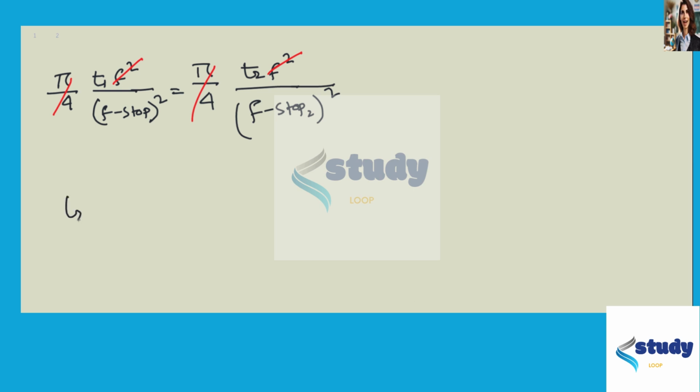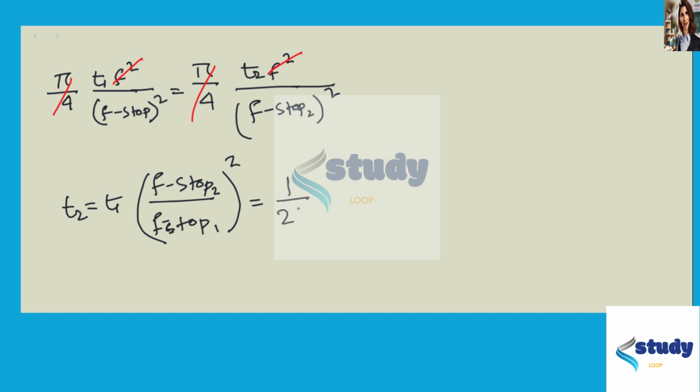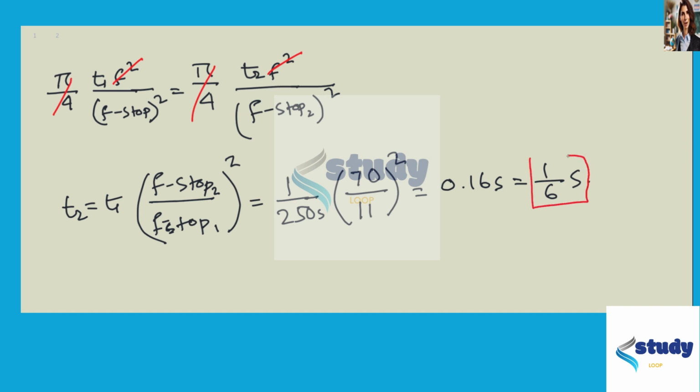So from here we can write T2 is equal to T1 times F stop 2 squared over F stop 1 squared. And we can put the numbers now. So it's going to be 1 over 250, 1/250th of a second, times 70 over 11 squared, and that's going to be 0.16 second, or 1/6 of a second. Thank you.